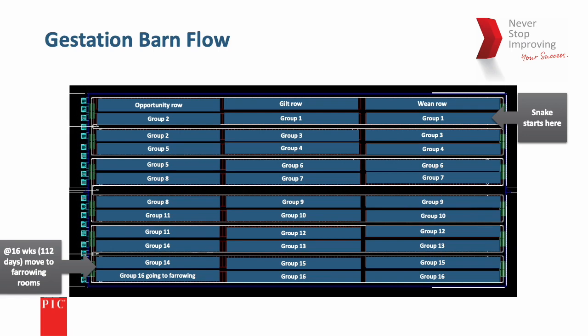This is a diagram of a gestation barn. There are spaces for gilts, weaned sows, opportunity sows, and gestating sows. If we look here at this first top row, this would be gilts coming from the GDU, weaned sows that come from the farrowing rooms, and opportunity sows. So those would be sows that are late weaners, returns, NIPs, etc.